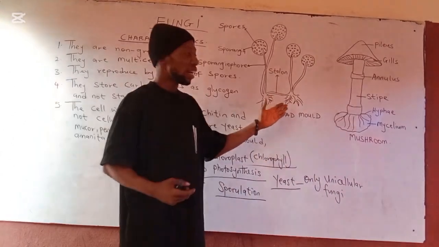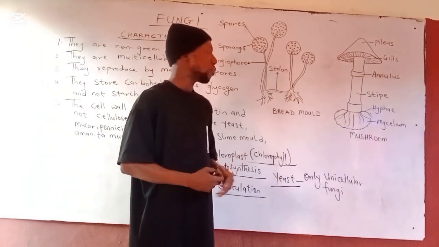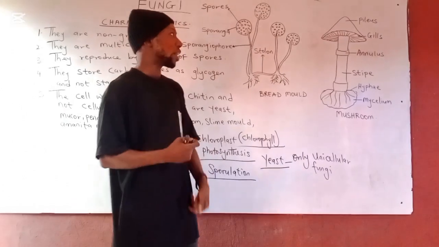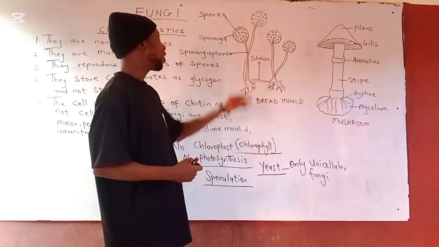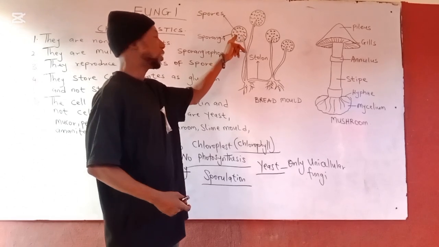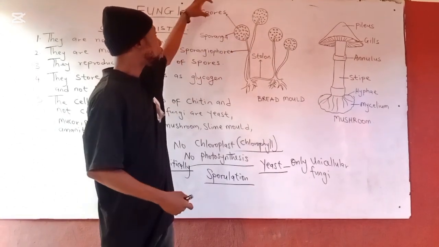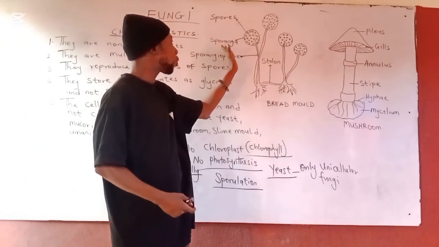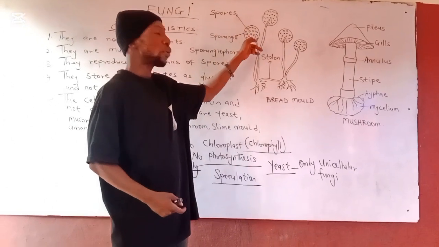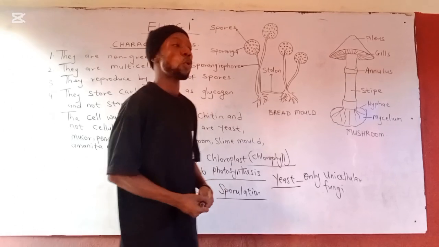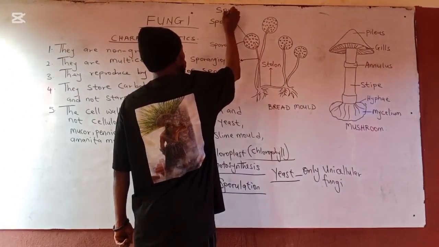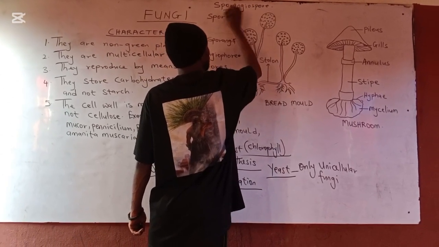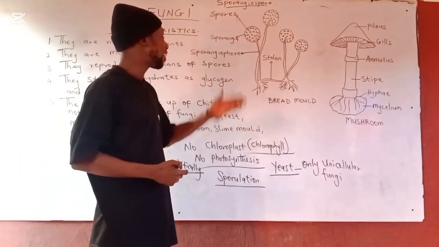Now these are the two typical diagrams of fungi. We have bread mold and we have mushroom. Now let's look at the structures and their functions. Here we have the spores, which are used for spore formation. These spores are enclosed by a coat-like structure known as sporangia. The spores in the fungi are also known as sporangiospores. You can call these spores sporangiospores, the spores inside the sporangia.